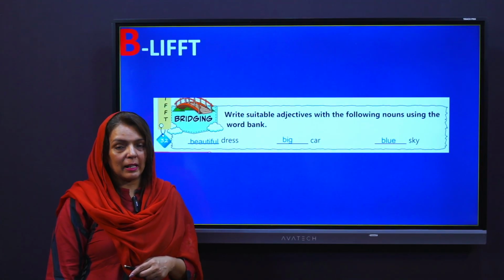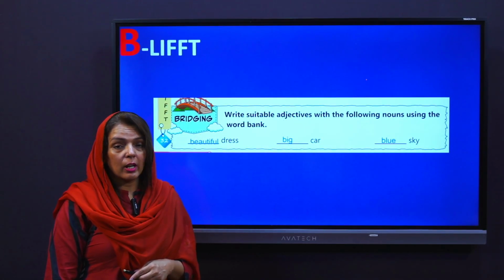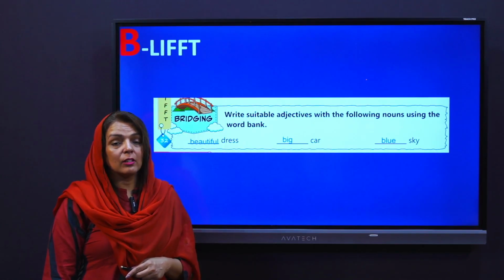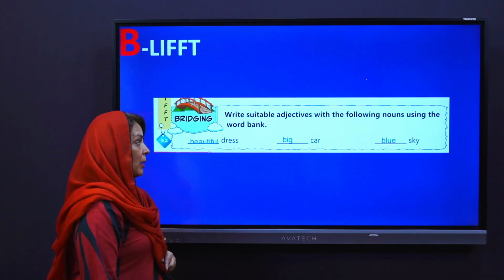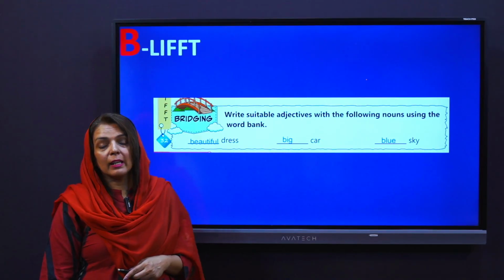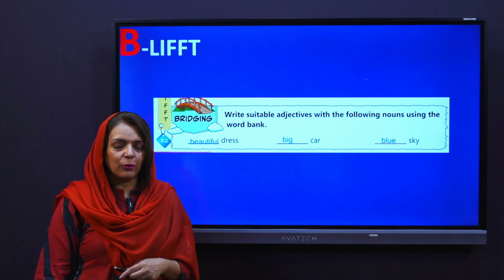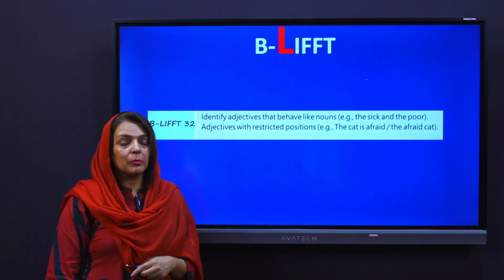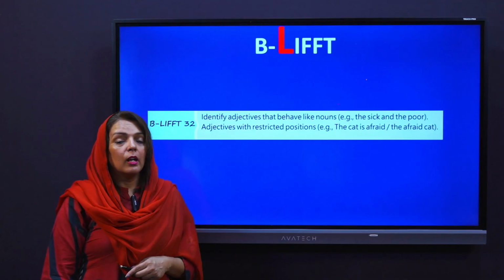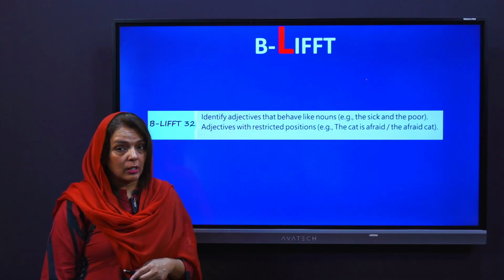And this time, yes, your answers do not have to match mine because this is an open ended question. But remember, you have to write any adjective with the noun of your choice. Why are we doing this? Because we are going to learn two different types of adjectives today.